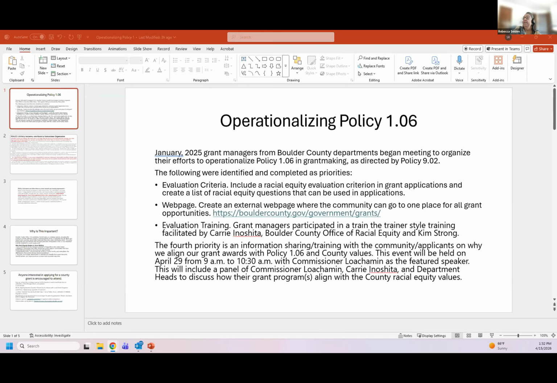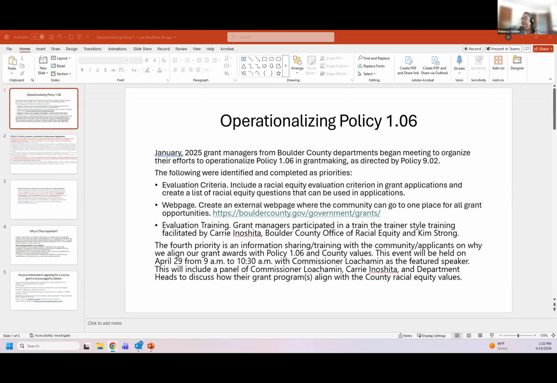There's an evaluation criteria that includes a racial equity evaluation criterion in grant applications, and it creates a list of racial equity questions that can be used in applications. So when partners are applying for grants within Boulder County, in their application, there are certain racial equity questions that we are requiring be answered. We also did create an external web page where you can go to one place to see what all the grant opportunities are for Boulder County at one time, and I have included that link.